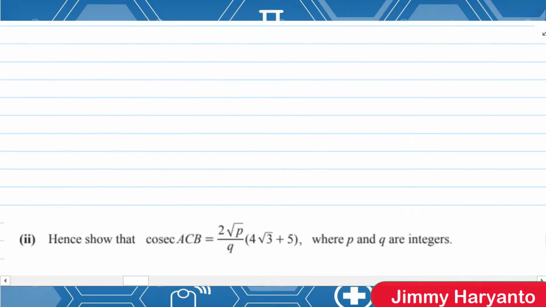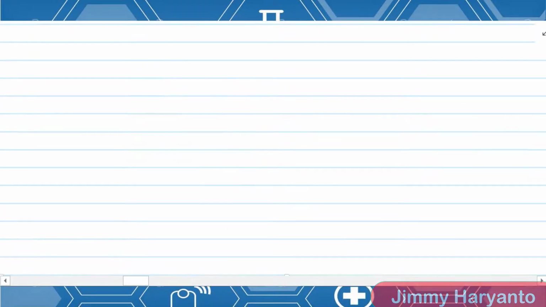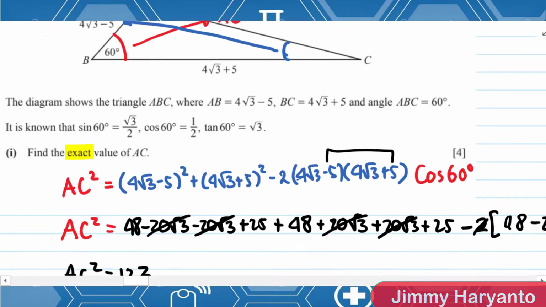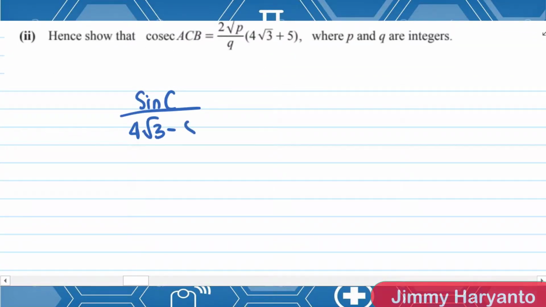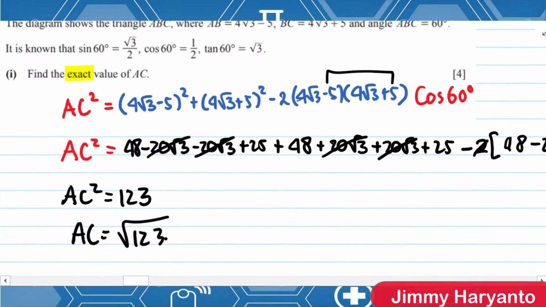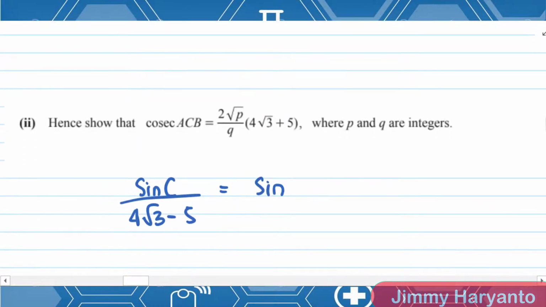The sine rule says sine C over the corresponding side, 4 square root of 3 minus 5, equals sine 60 degrees, which pairs up with the side square root of 123.